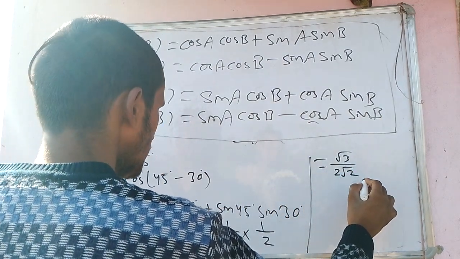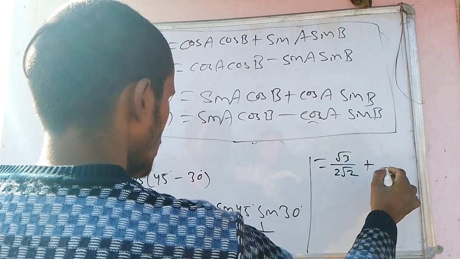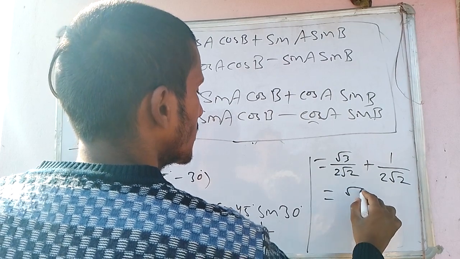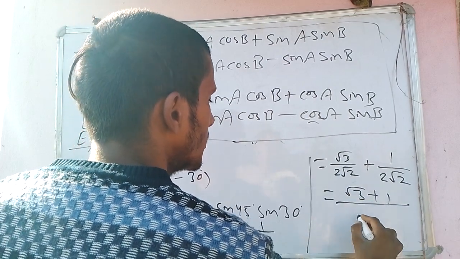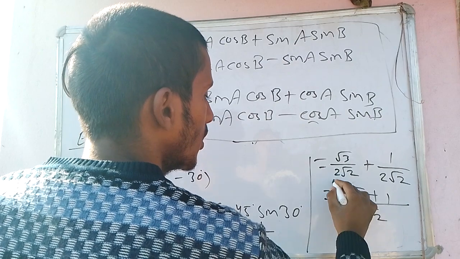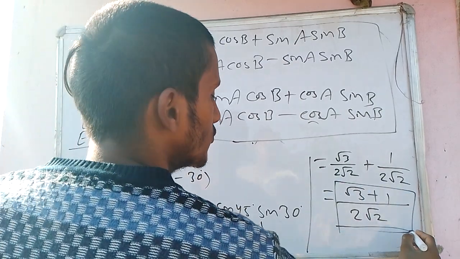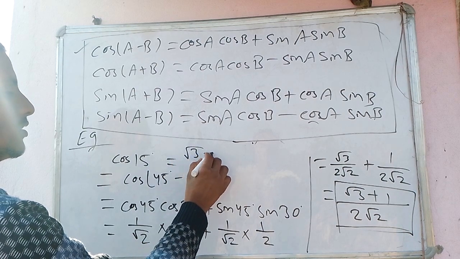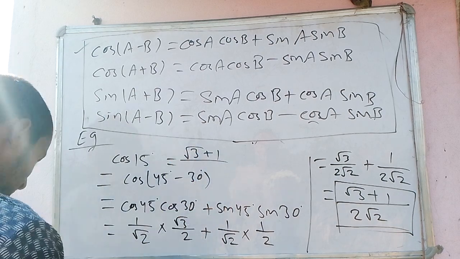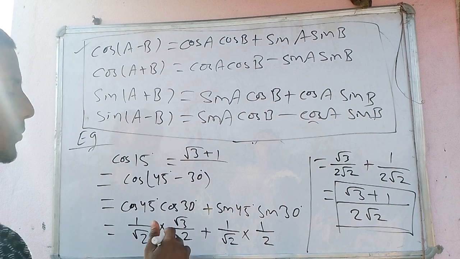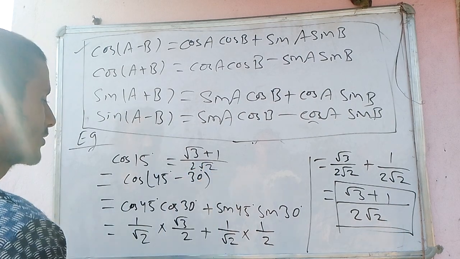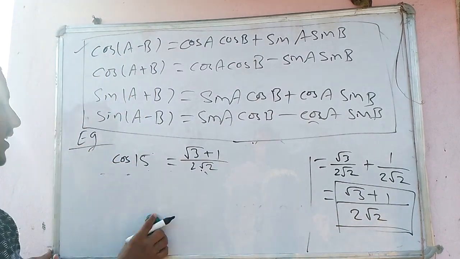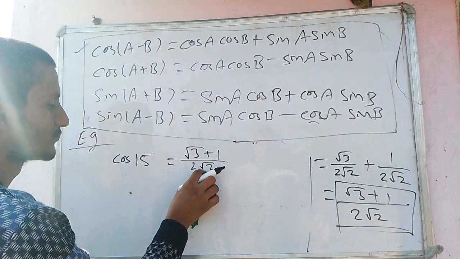Plus 1 over 2 root 2, and you have the value root 3 plus 1 divided by 2 root 2. Okay, so this is going to be your value for cosine 15. So cosine 15 will be root 3 plus 1 divided by 2 root 2. I can wipe out the solution now. Okay, this is how you find cosine 15.